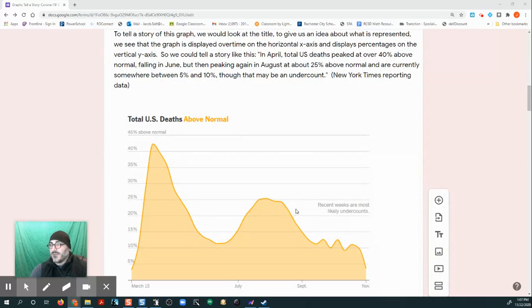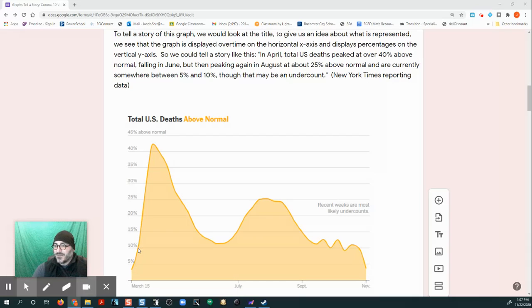To tell the story of a graph, you want to look at the title. That's really important, and that gives you an idea of what this graph is about. What is being represented here? And we see that the graph here displays on the horizontal x-axis time, right? We go from March to November. And then we see here on the y-axis, the vertical axis, we've got percentages. So this title here is total U.S. deaths above normal. So what's being shown here is deaths above normal between March and November, and then there's the percentage.